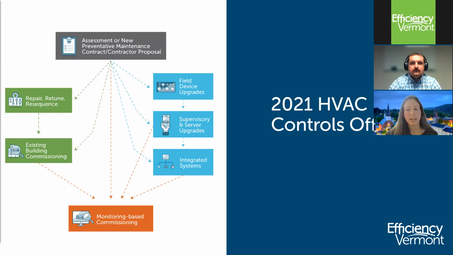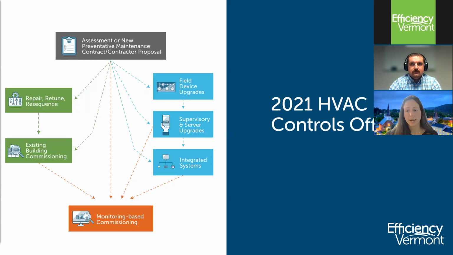Once a customer has completed an assessment or a new controls PM contract or submitted a proposal, we can support them with any control system improvements that are expected to result in energy savings. For most customers, that would look like repairing, retuning, or resequencing some of their controls. It could be diving into our existing building commissioning program, or it could be upgrading the hardware and software of their field devices, supervisory controllers, or server.